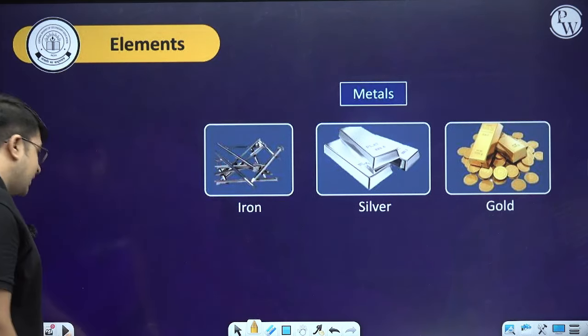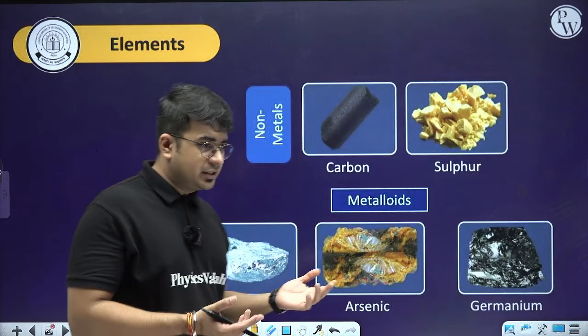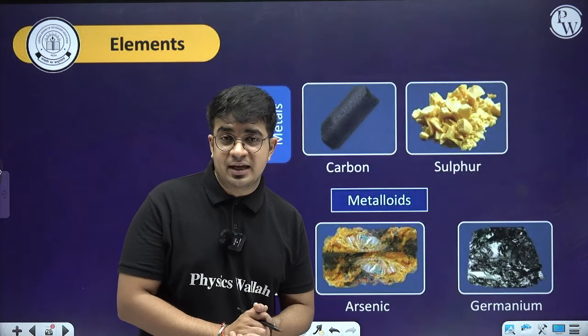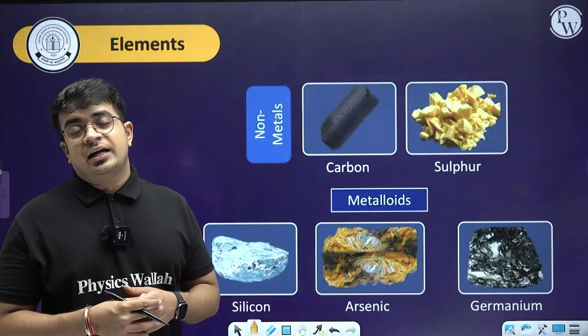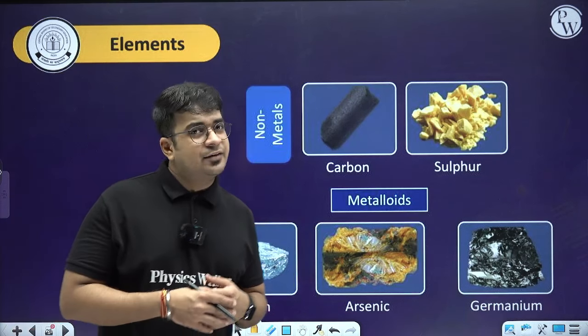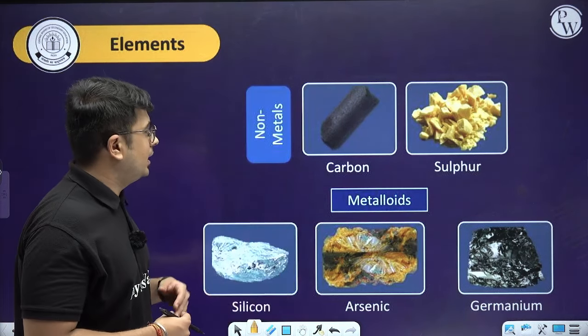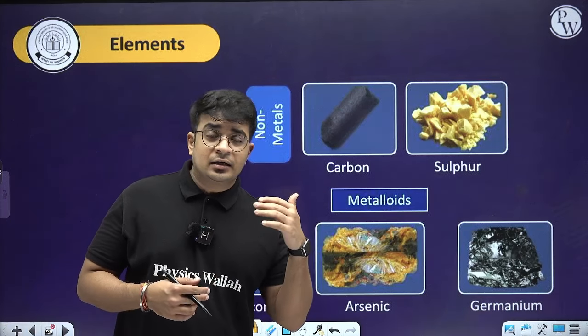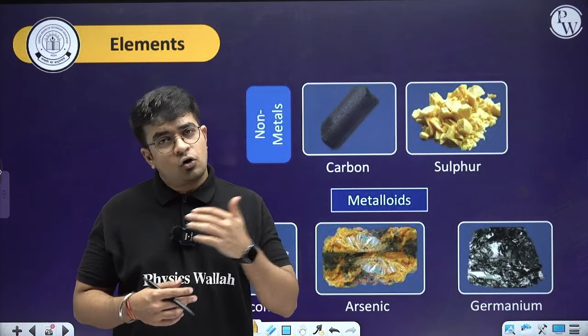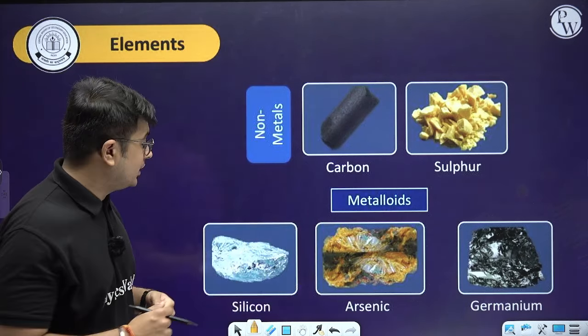Okay. In the same way, the next part is all those elements which are not showing the properties like metals. They are not sonorous, they are not shiny, they are not malleable, they are not ductile, they are bad conductors of heat and electricity. Definitely those are non-metals. And examples are carbon, sulfur, chlorine, fluorine, bromine, neon, argon. All these are the examples of your non-metals.